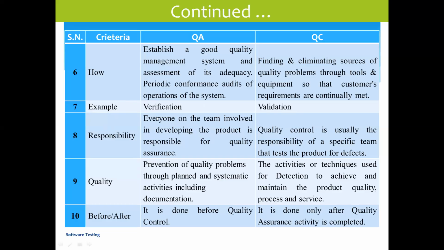Next is responsibility. Everyone on the team involved in developing the product is responsible for quality assurance. So everybody will be involved, all responsibility. It is not like you are working, another person is not working, so he is not responsible. As a team, everybody is responsible for quality assurance, for making sure we are following the proper process or not. Quality control is usually the responsibility of a specific team that tests the product for defects. So for process related work, one team will be there. For QC, directly finding out defects, a separate team will be there.